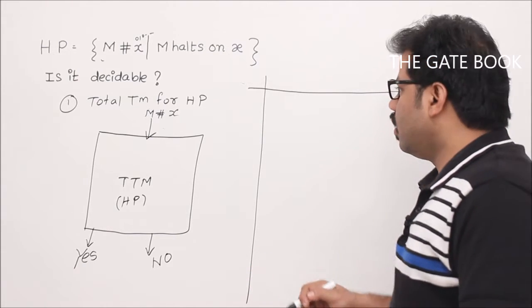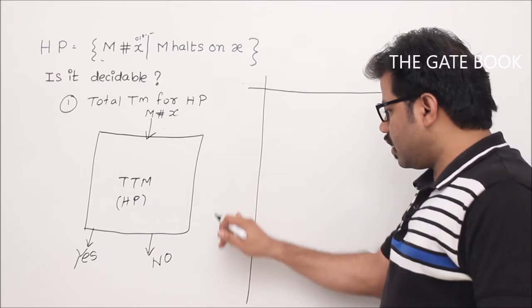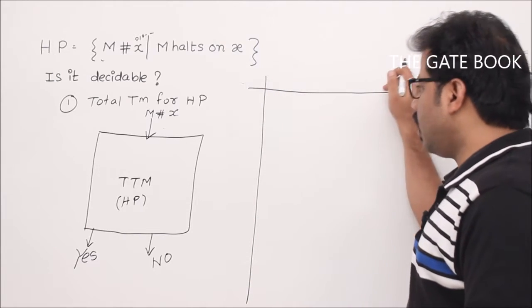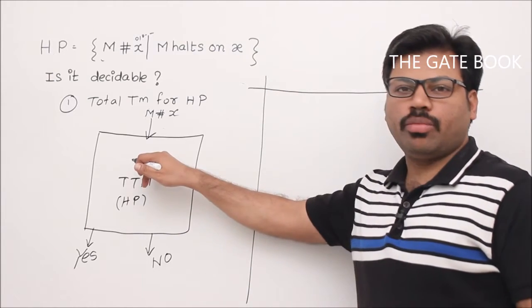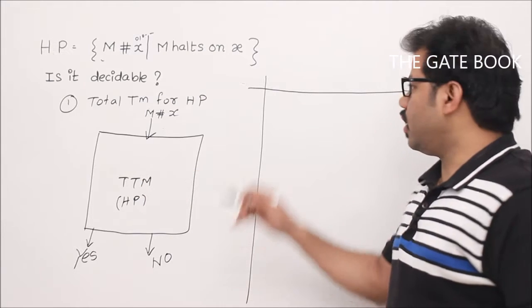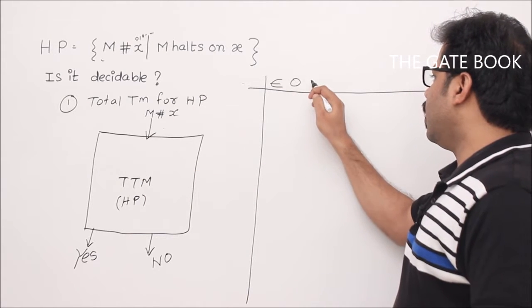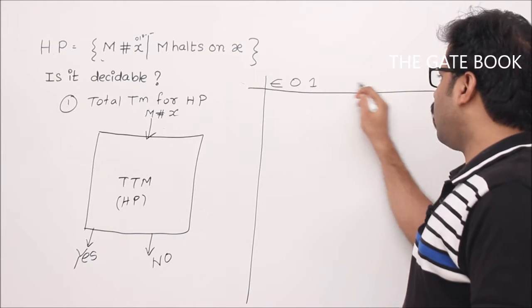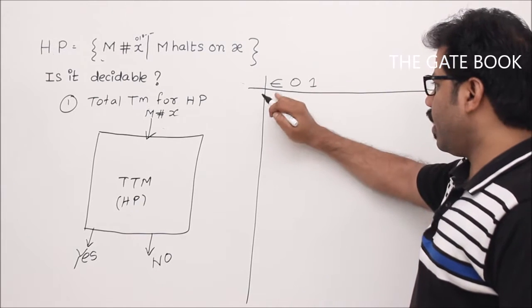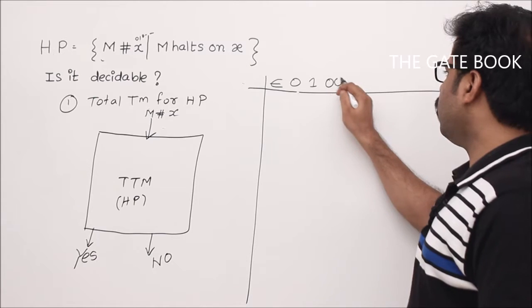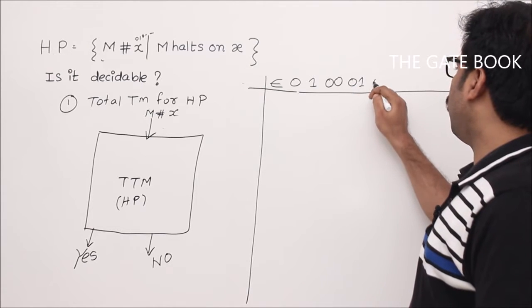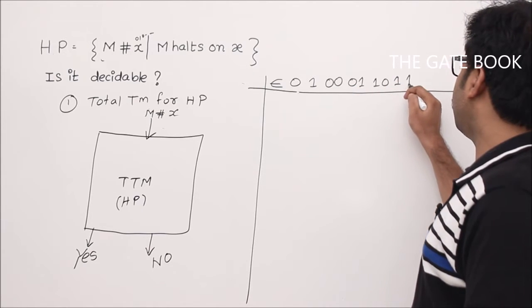Slowly you will understand. I write all possible Turing machines here, all possible inputs here, and I ask this total Turing machine about the details. For example, epsilon is one string, correct? So after that 0, then 1. I list out all possible strings. Please help me: epsilon, 0, 1, 00, 01, 10, 11, and so on.